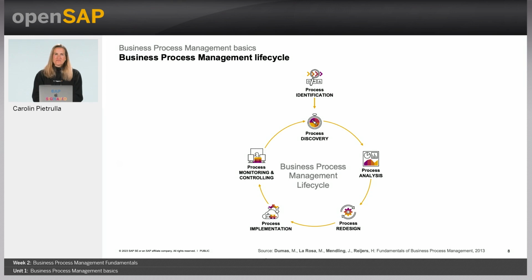For now, let's focus on what the BPM lifecycle is. As you can see, the first phase of process identification is outside the circle. Why is this? Because it's the non-repetitive, or should I say the least repetitive, part of business process management. And it could be two things. Process identification could be the overall definition of what an organization's processes actually are and how they are connected to each other.